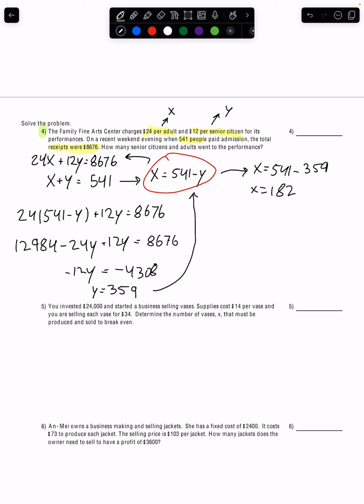Now if we look back at our problem, we see x is the amount of adults, so 182 adults, and 359 senior citizens.